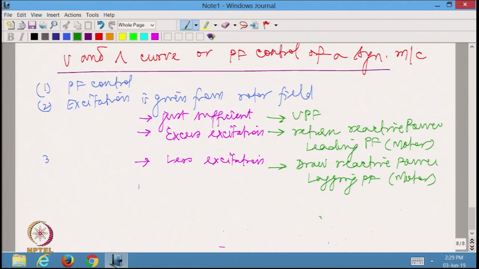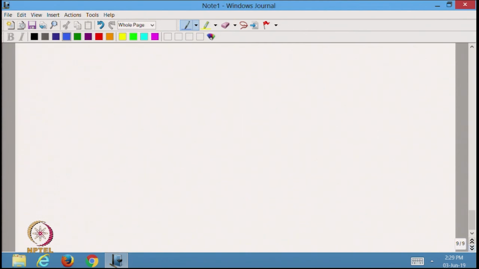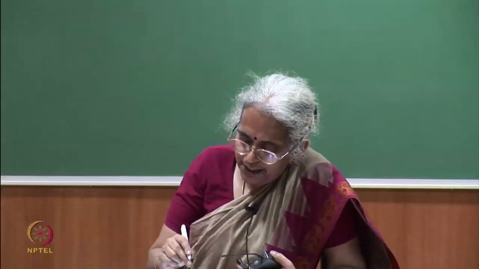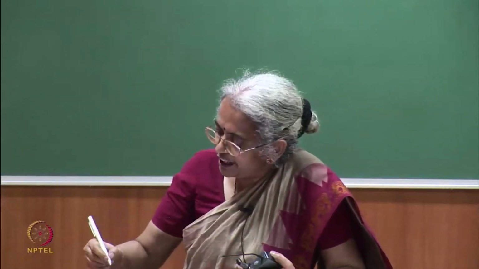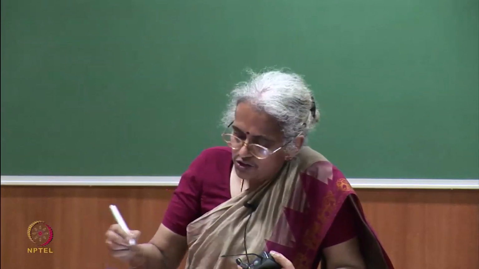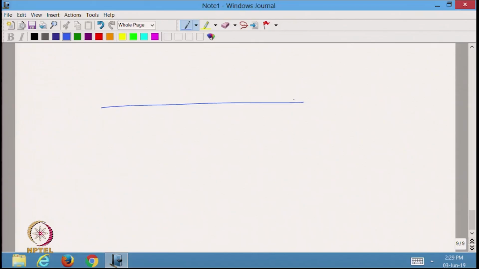Let us try to analyze this with the help of a phasor diagram. So, let me first draw, maybe the machine is connected to infinite bus. So, I am going to have essentially this as my voltage.